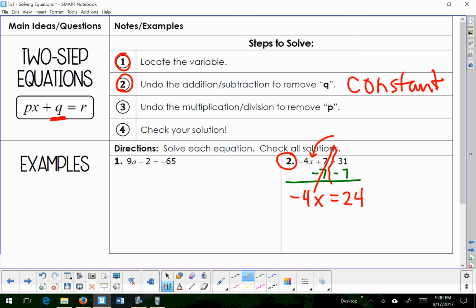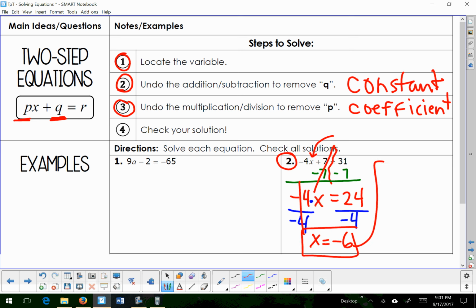Step 3. Undo the multiplication and division to remove the number in the P position, which would be known as the coefficient. The coefficient is the number that is multiplying your variable. In this case, the number multiplying x is negative 4. The inverse of multiplying is division. The coefficient remains the same. The final step, cross off your inverses and do the math on the right-hand side.